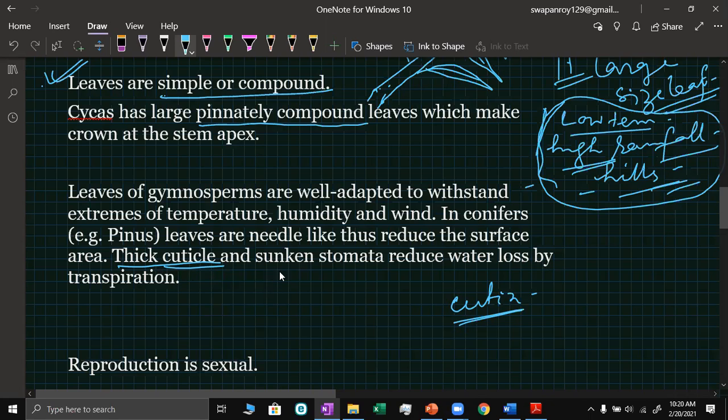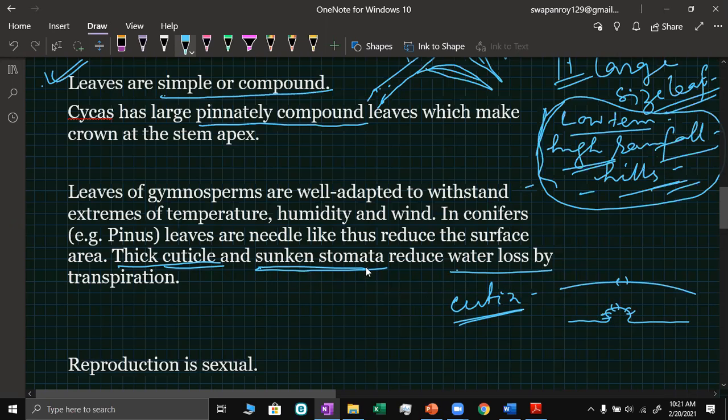And they have sunken stomata. Stomata are not exactly on the surface. Stomata are present in grooves. So these stomata are not directly exposed to the sunlight, and this also reduces the water loss by transpiration.